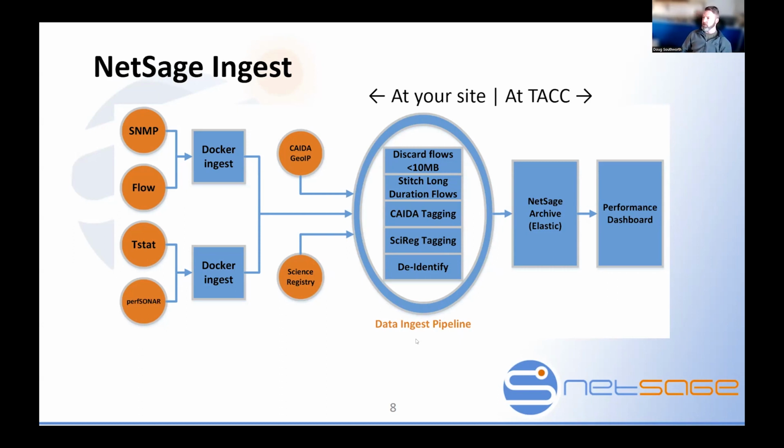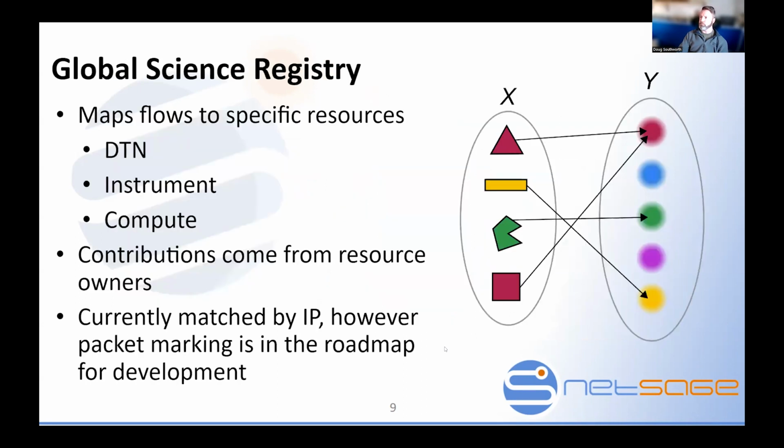We stitch long duration flows that are longer than 5 minutes together. We do tagging, GeoIP tagging. We do science registry tagging, which we'll talk about in a second. And then we de-identify that data. That's where we take that last octet off of the IP address. And then that all gets shipped to TAC, where we store the data in an elastic archive. There used to be a couple different archives for this kind of data, and again, that's all been normalized. Everything's elastic now. And then there's Grafana performance dashboards that show you the results of that.